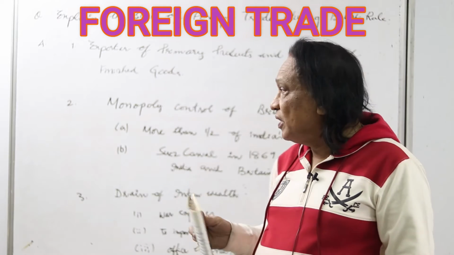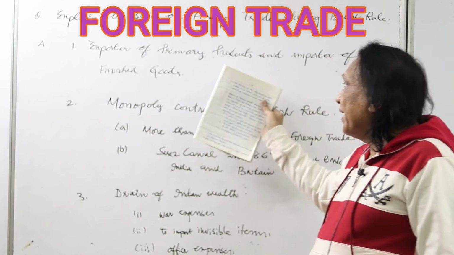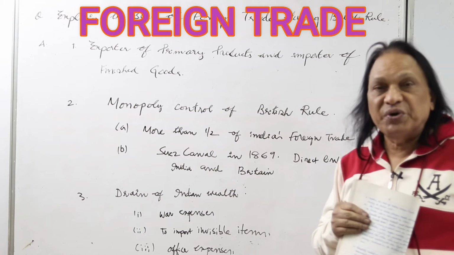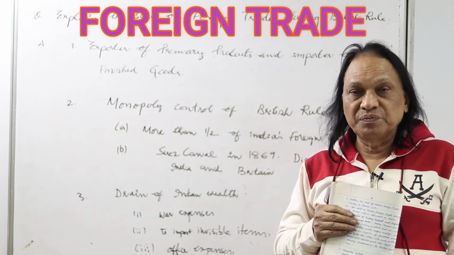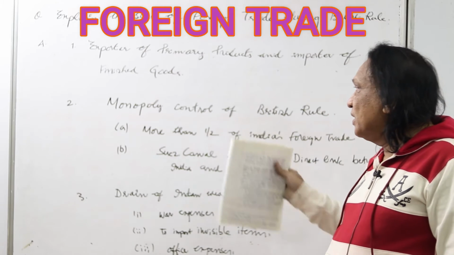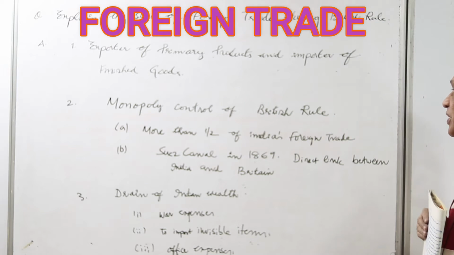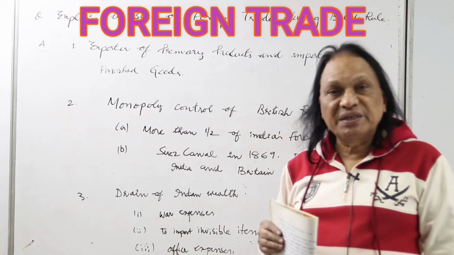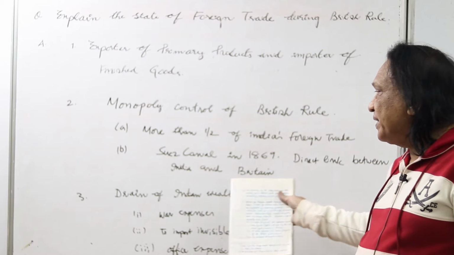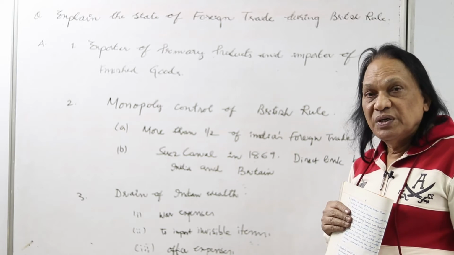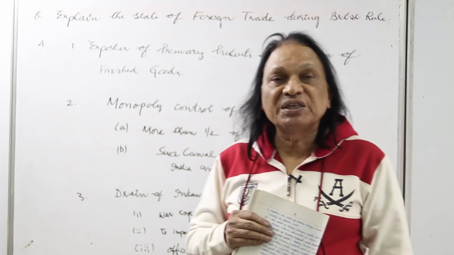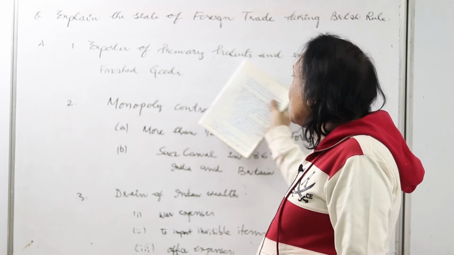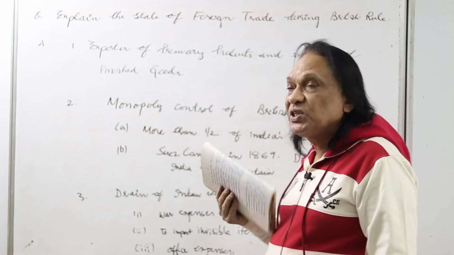Under this, a few points we'll be discussing: exporter of primary products and importer of finished products under foreign trade policy. The second point, monopoly control of British rule. What exactly is monopoly we'll be discussing in detail. And the last point, drain of Indian wealth. So let's say foreign trade policy during the British period. The first point you have, exporter of primary products and importer of finished products.